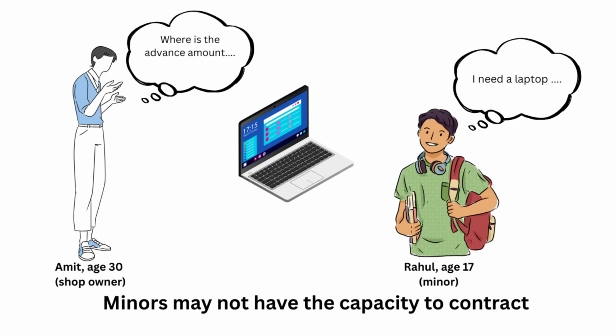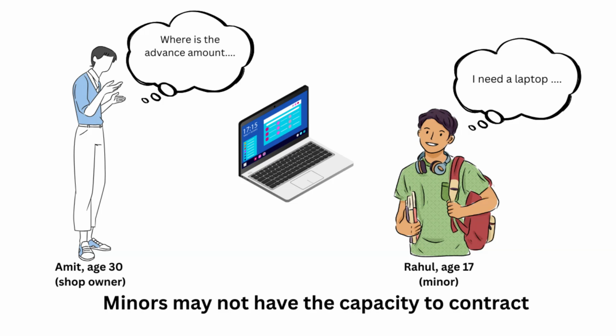Meet Rahul. He is 17 years old and still in school. One day, he goes to a shop and wants to buy a laptop. The shop owner, Amit, is happy to sell him one for 50,000 rupees. Rahul gives Amit 5,000 rupees as advance and signs a paper. But before the laptop is delivered, Rahul changes his mind.